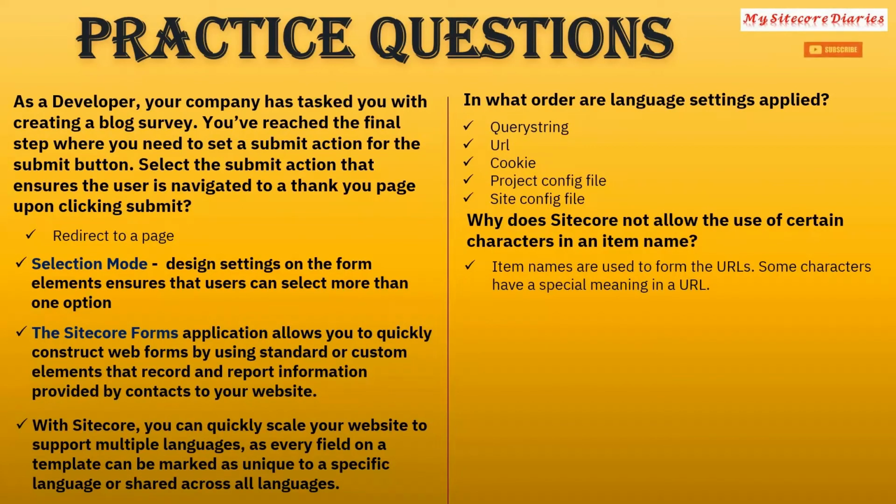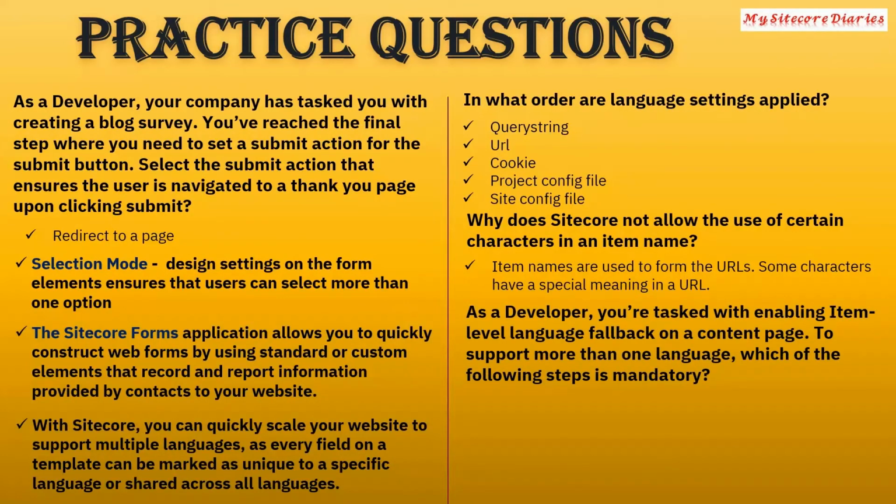Now we must know that whatever content tree you are creating maps to the actual URL. So there are some characters which may not be used in the URL, which have a different meaning in the URL. So that's the reason you cannot use certain characters in the item name.